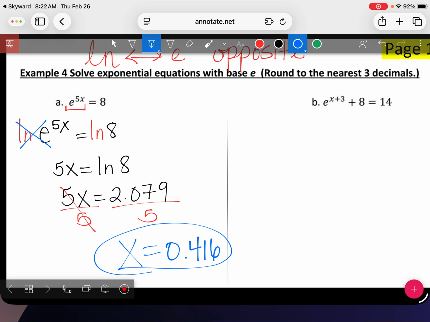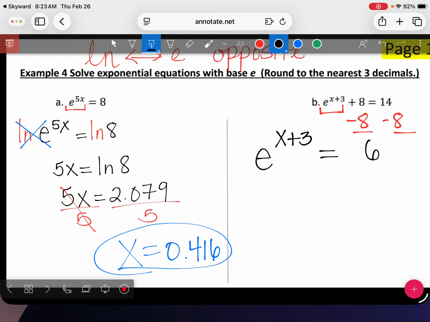Now, before you put in the natural log, though, you have to get e by itself. So when you look at question B, notice that the e is not by itself. We have to move this 8. So because it's being added, we're going to subtract it. So that is going to give us e to the power of x plus 3 equals 6, because 14 minus 8 is 6.